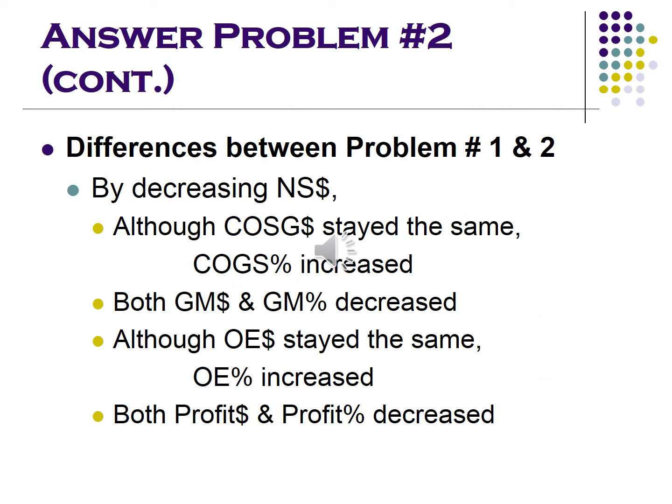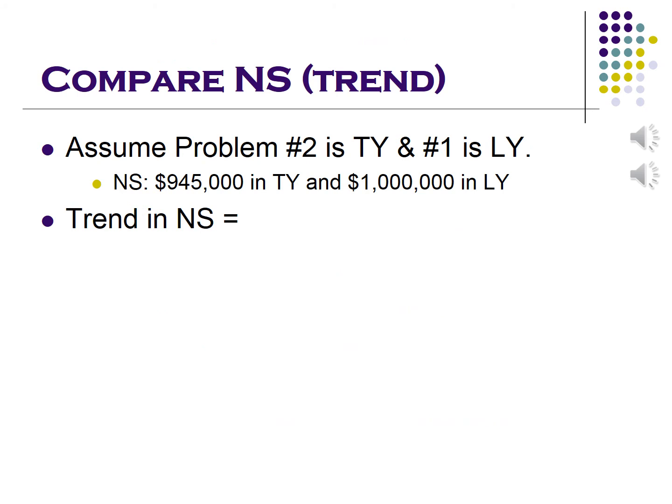This slide shows what I just mentioned. And let's assume that the numbers we saw in problem number 2 are this year's numbers, and those in problem number 1 were last year's numbers. Assuming this, let's calculate the trend in net sales. The sales in problem number 2, which is this year, was $945,000. And the sales last year from problem number 1 was $1 million. In that case, what would be the trend in net sales between last year and this year?